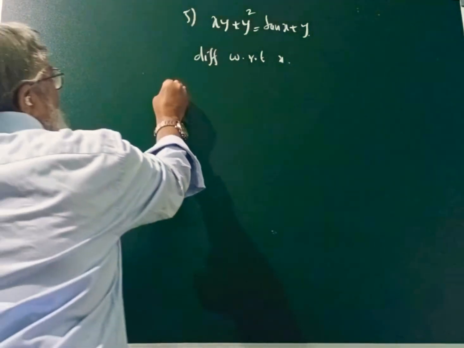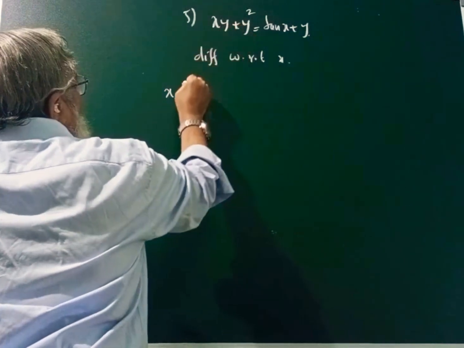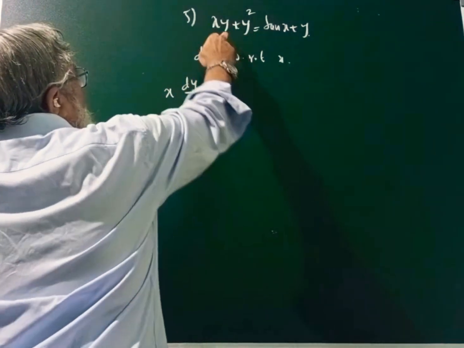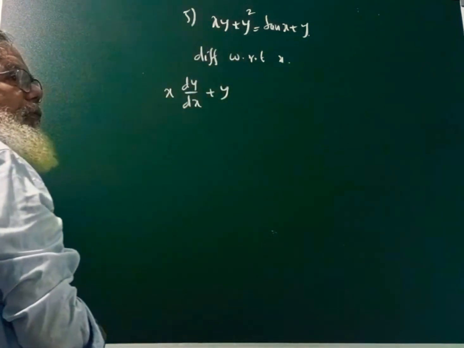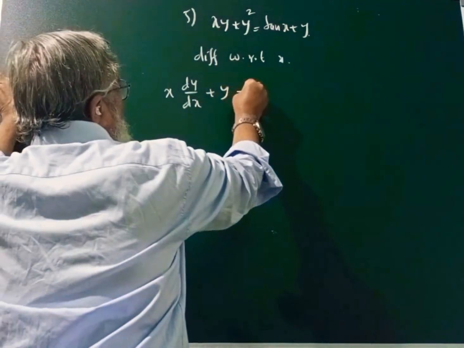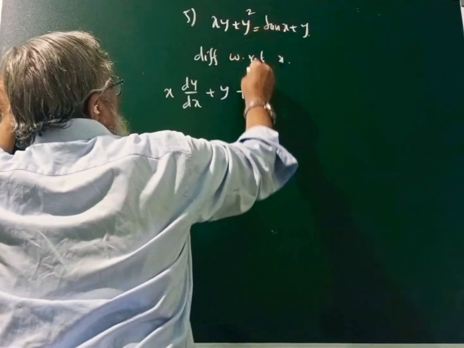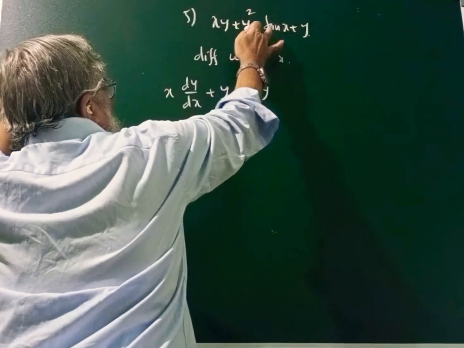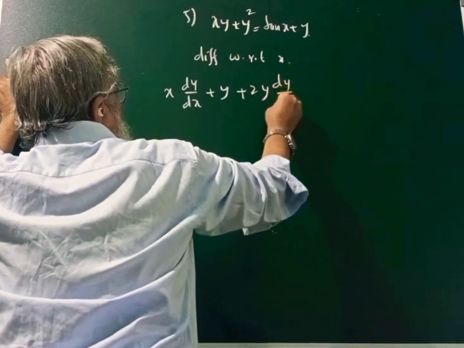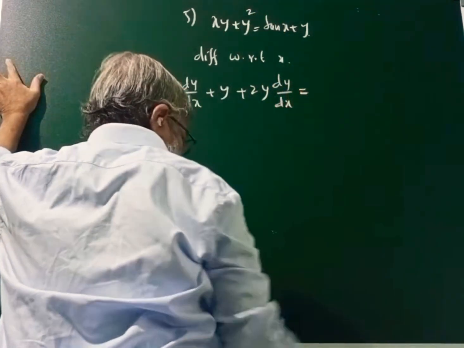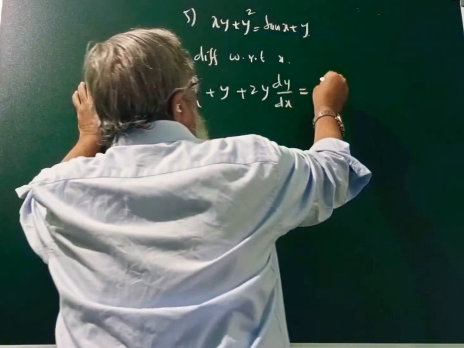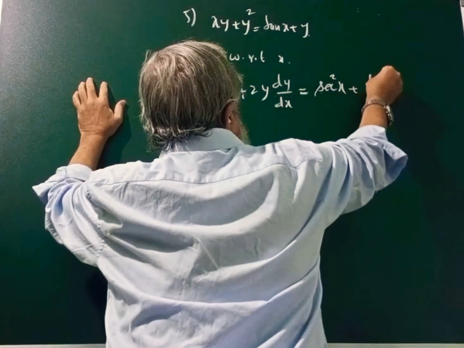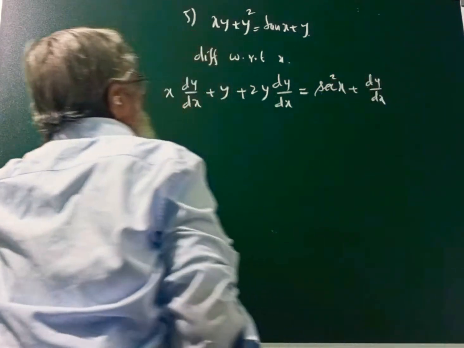So first function as it is, differentiation of y with respect to x is dy by dx, plus y, differentiation of x with respect to x is 1. So therefore y here. Now differentiation of y square, that is 2y with respect to power first. Then differentiation of y with respect to x is dy by dx, is equal to differentiation of tan x, that is sec square x, and differentiation of y is again dy by dx.